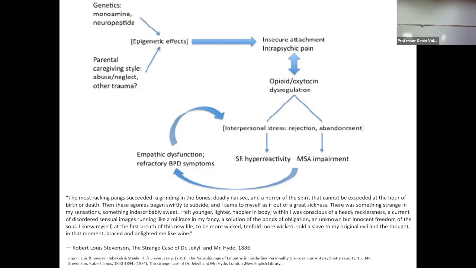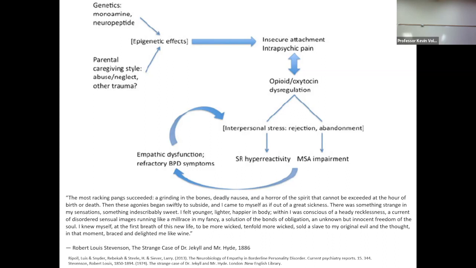And this also relates to opioid and oxytocin dysregulation. The idea is that you produce your own opioids in your body and you produce oxytocin, which is another socially bonding kind of hormone, and this gets dysregulated. This causes interpersonal stress, rejection, abandonment, and it leads to all sorts of hyperreactivity, distress, and other kinds of impairments. It leads to empathic dysfunction and borderline symptoms, which then feeds back into this and becomes a feedback loop. So this is a biological way of thinking about this.